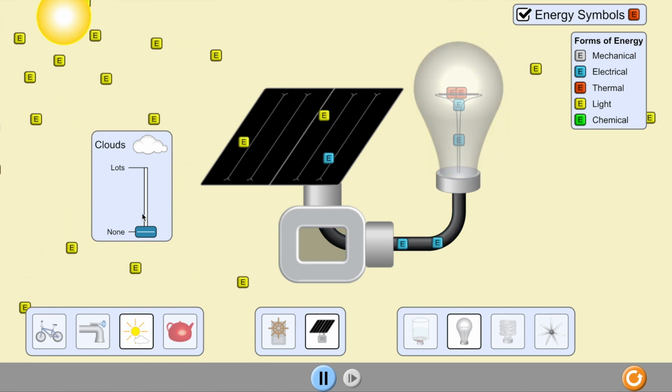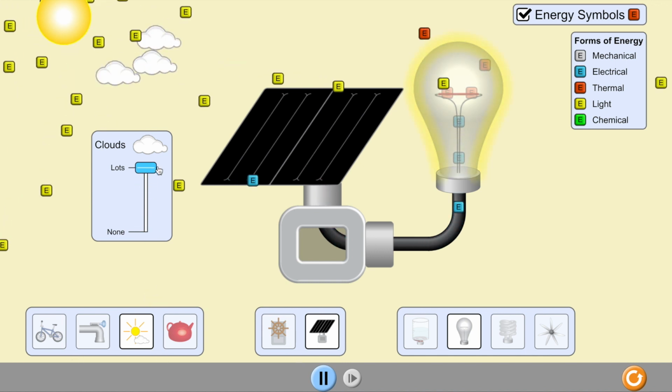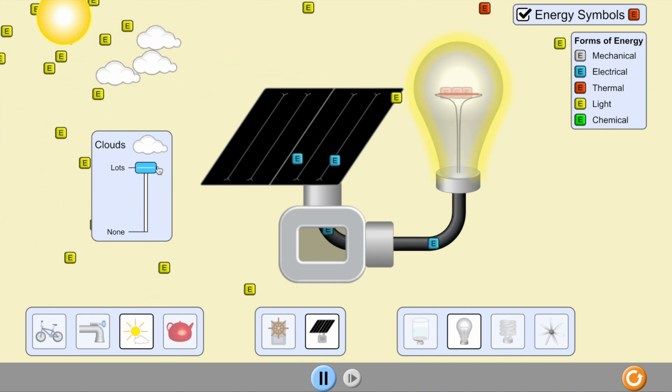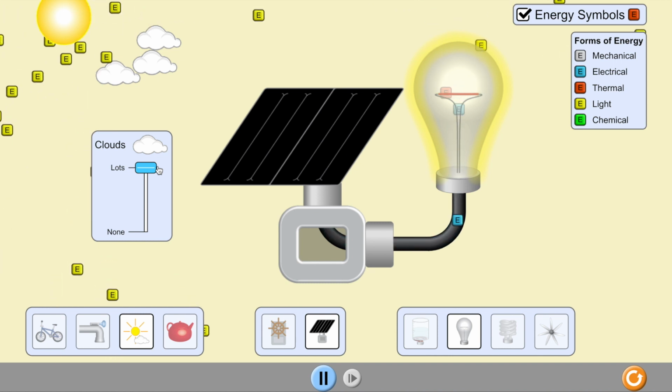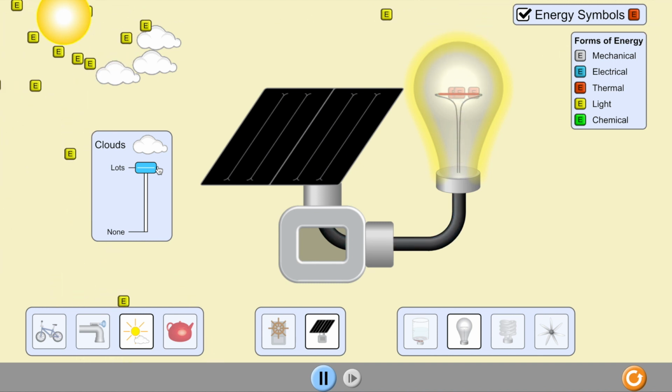Of course, if you add clouds to solar panels, they don't work so well. So you'll notice that the clouds are then reflecting the energy back into the atmosphere. So that is one drawback of solar energy, that it doesn't really work very well on cloudy days.